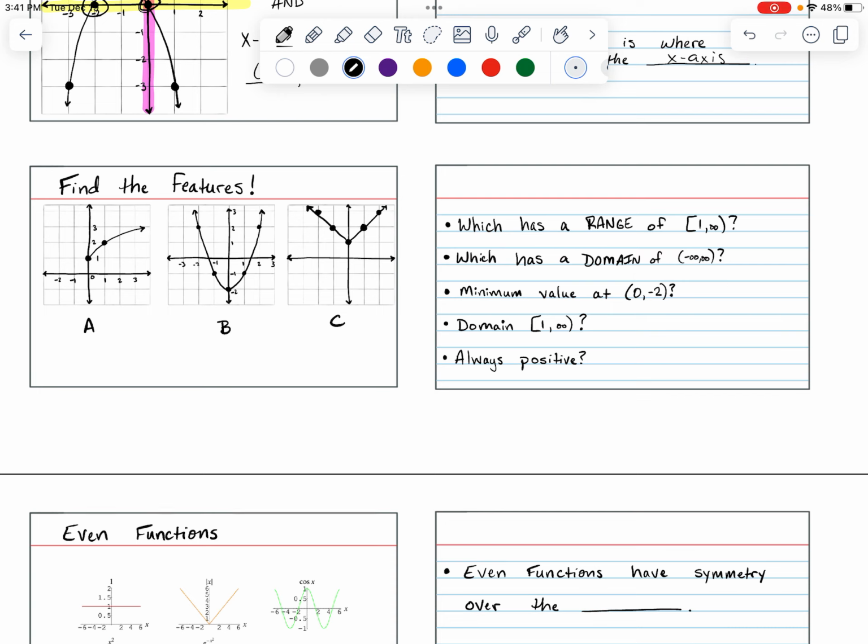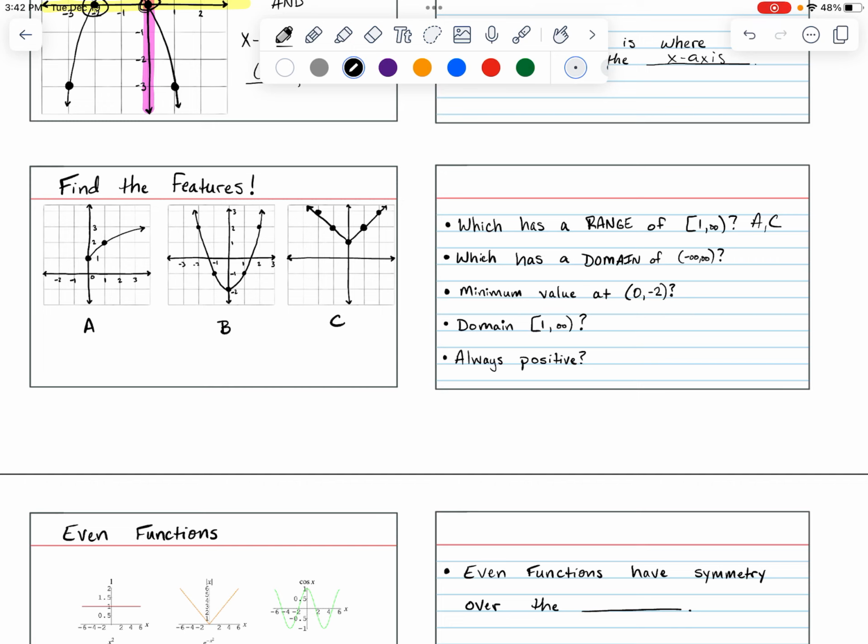All right, so let's find the features. We have 3 graphs that are given to us, and we are asked a series of questions for these. Which one has a range of 1 to infinity? Well, the range deals with our y values, so y values ranging from 1 all the way to infinity. It looks like both A and C have that.